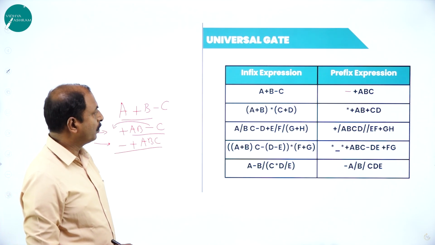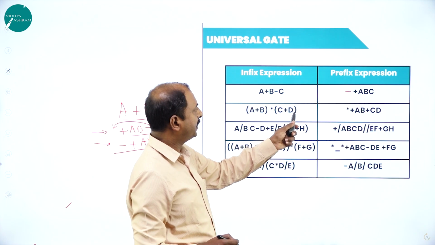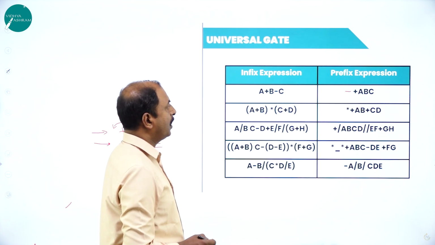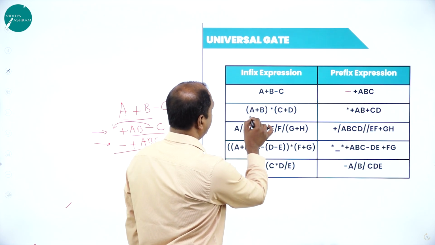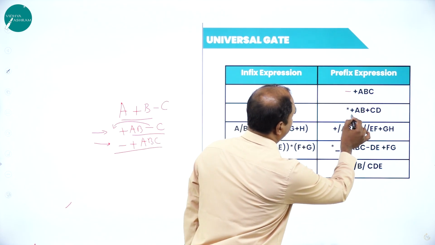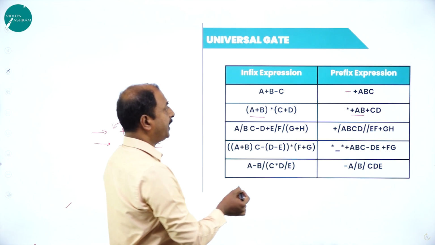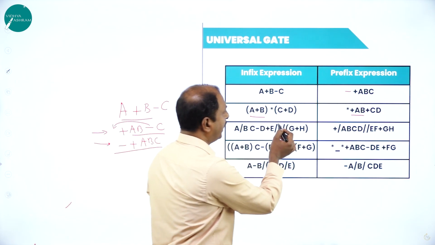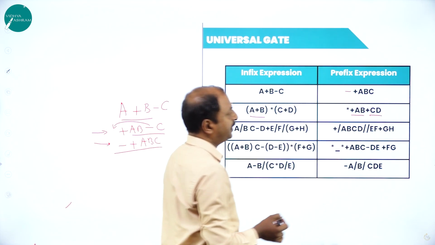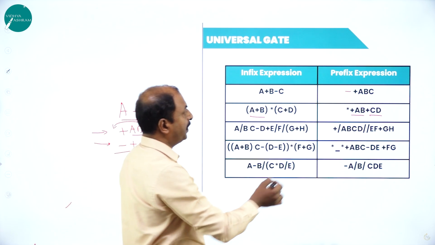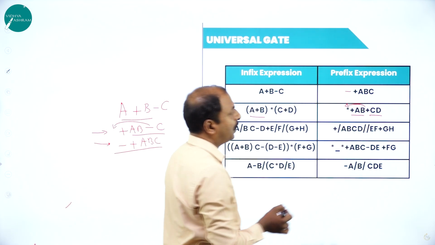Now let us look into one more example here. A plus B star C plus D. In this example, if you consider A plus B first, plus A B will be the result of this. Then after that, star will be as it is and C plus D. So it becomes plus C D. In between we have a star. So star comes to this point after this.